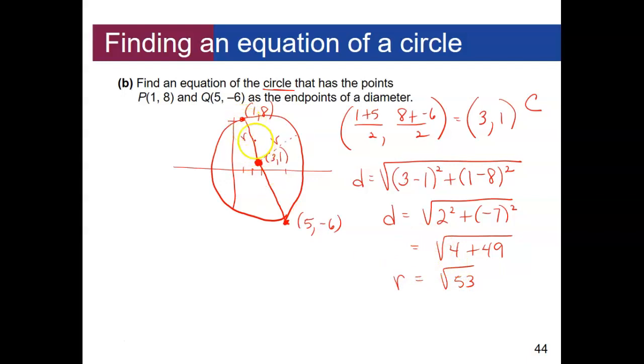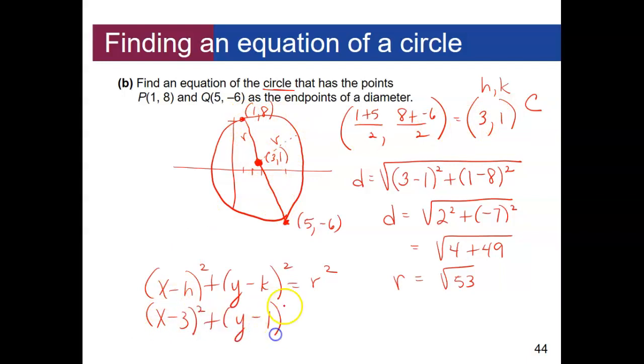Okay, so this distance in here is the radius. So when I go to write my equation of this circle, I'll have (x minus h) squared plus (y minus k) squared equals r squared. So I'm going to use this as my h and k back over here because that's the center of my circle. So I'll have (x minus 3) squared plus (y minus 1) squared equals the square root of 53 squared. So I'll have (x minus 3) squared plus (y minus 1) squared equals 53.